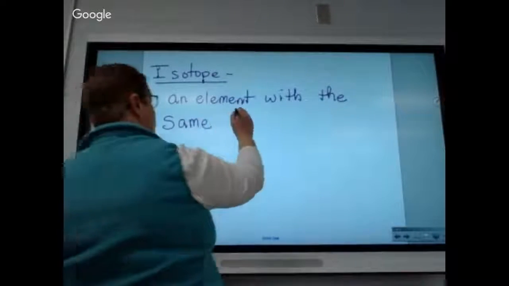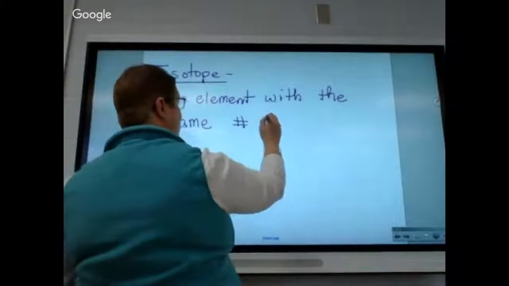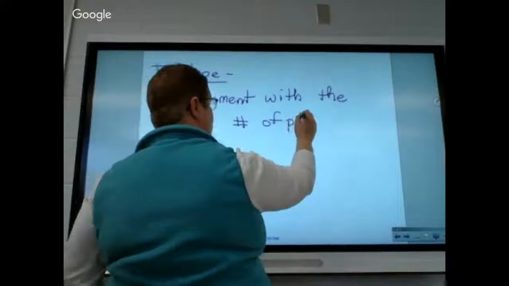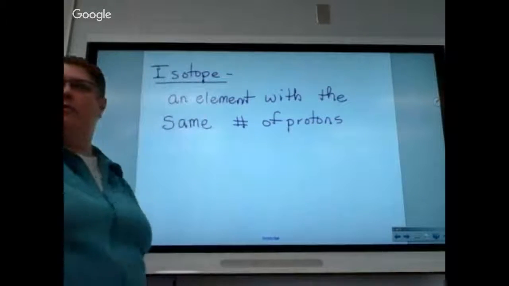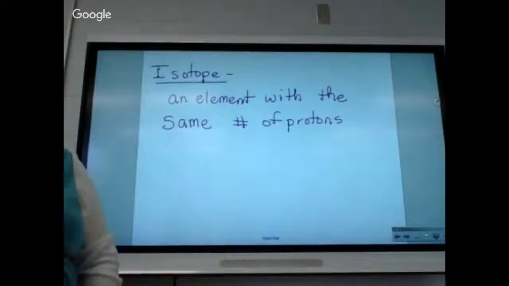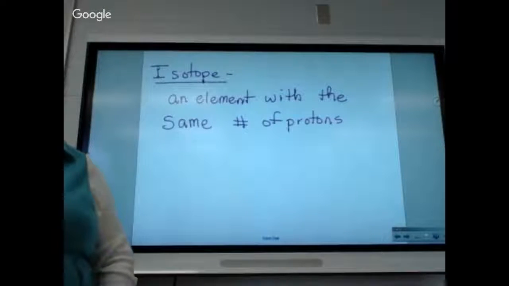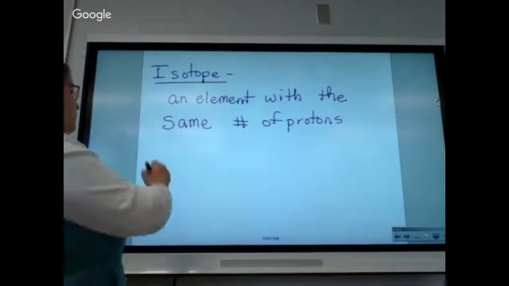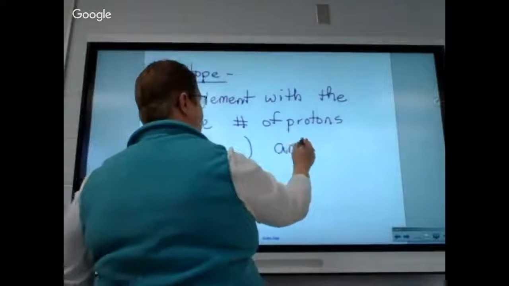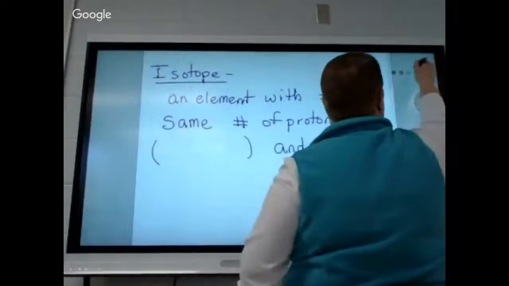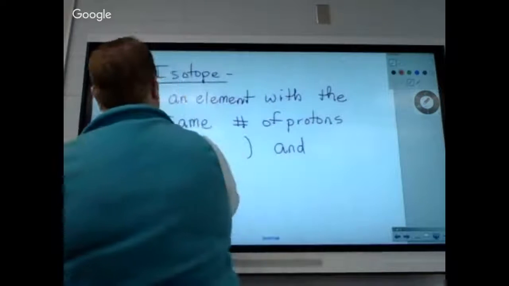With the same number of protons, but it doesn't have to. What did we learn the same number of protons was called on Thursday? What's the definition for the same number of protons? It was a vocabulary word. There you go. And I'll come back and put it in a different color. And I'll do it right now.